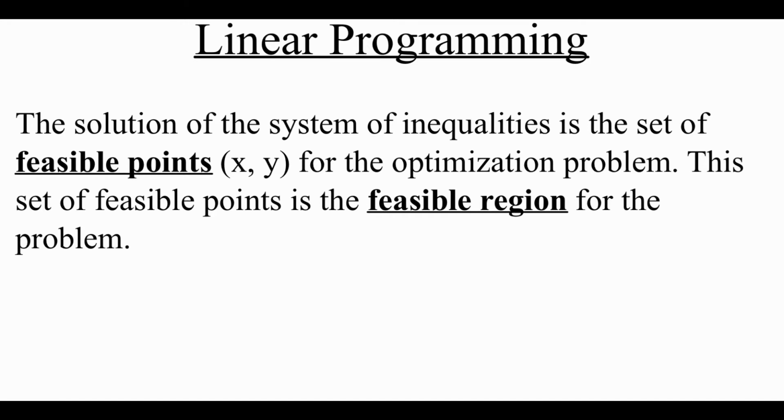Now, as we're looking at our system of inequalities, there's going to be overlap between all of our different constraints, all of our different inequalities, and we're going to call that region our feasible points for the optimization problem. And that set of feasible points is going to be our feasible region for the problem, meaning that that's kind of our potential answers for the problem.